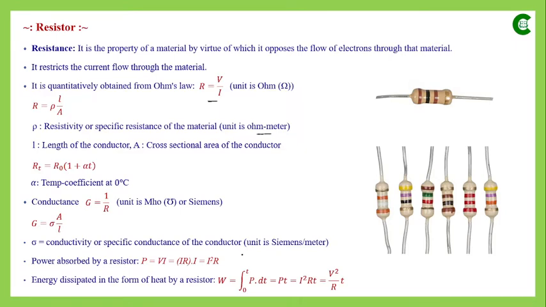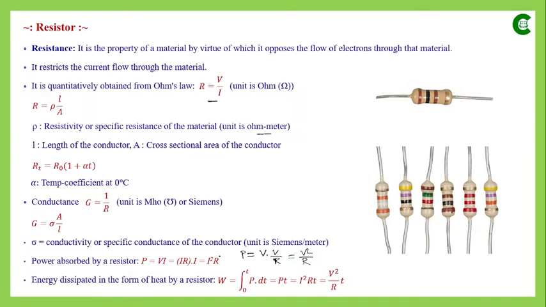Otherwise, if we want to represent power in the form of only voltage, not in the form of current, then the current will this time be replaced by the voltage. So it will be V square by R. So by using either one, we can represent power absorbed by the resistor.